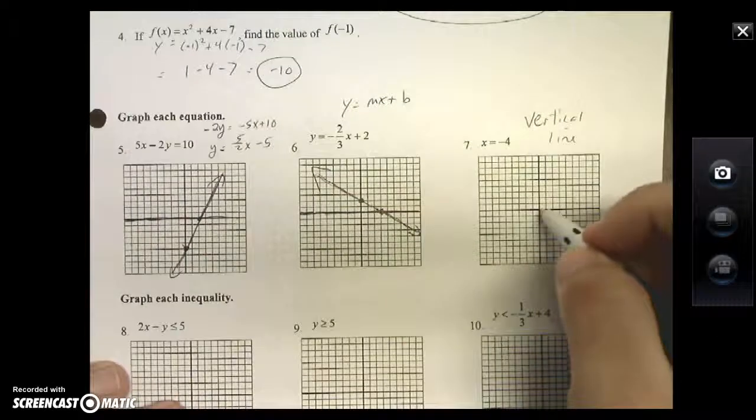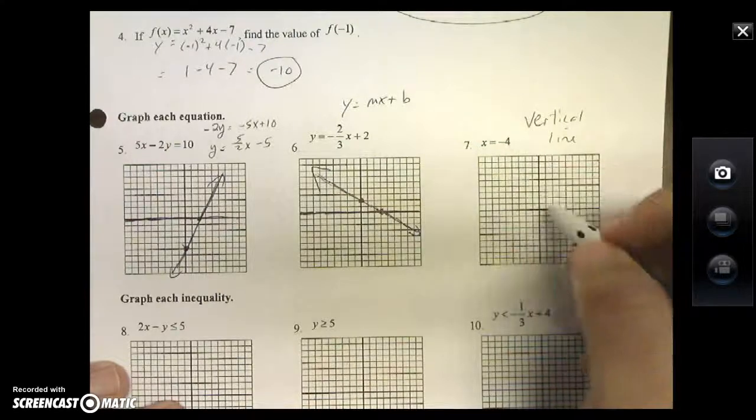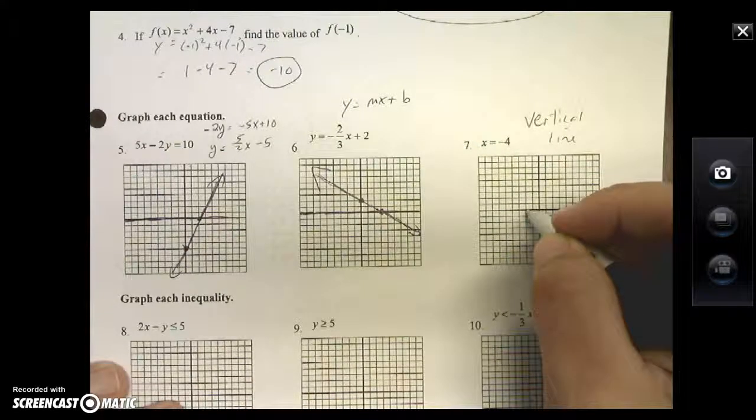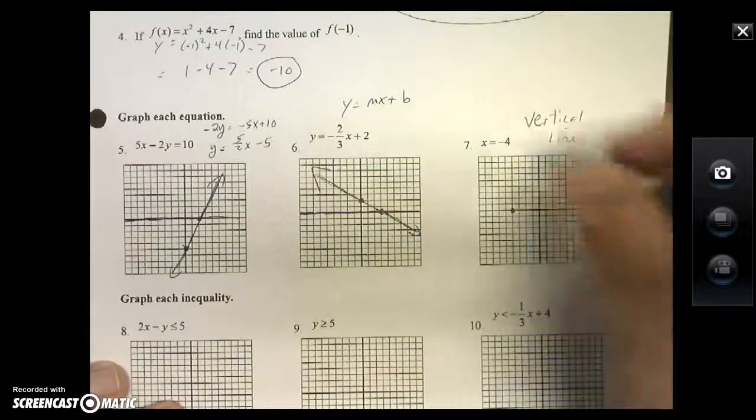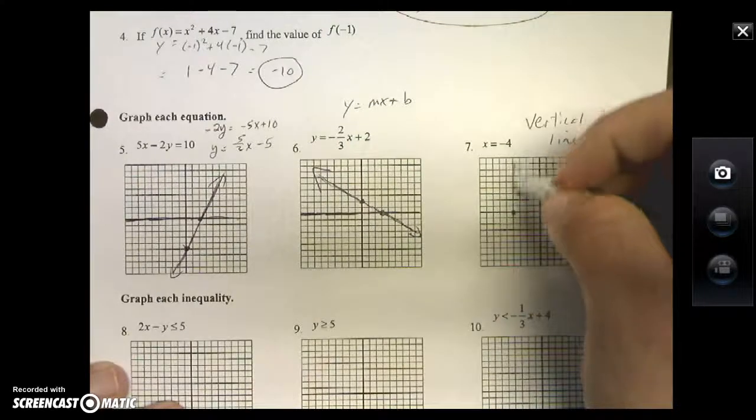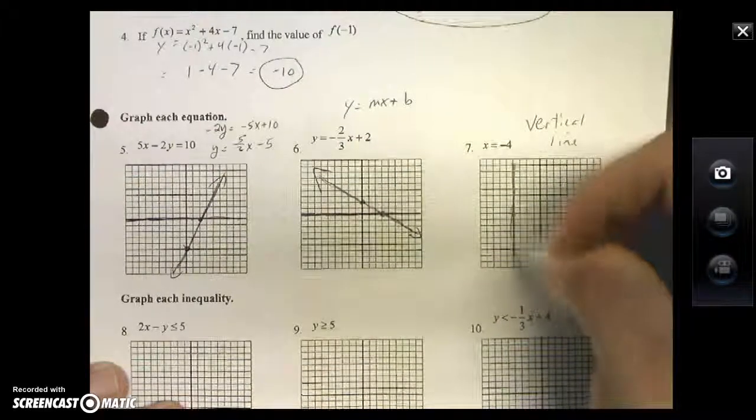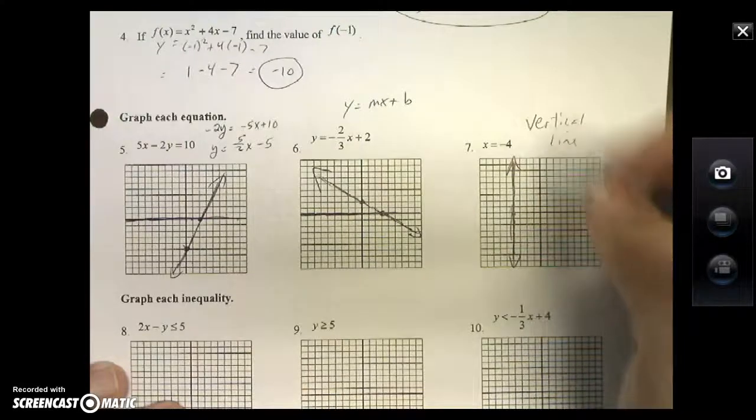All we do is, at your origin, since x is negative 4, I go to the left 4. 1, 2, 3, 4, plot a point. And every single value has to be x equals negative 4. So therefore we draw a line going straight up and down.